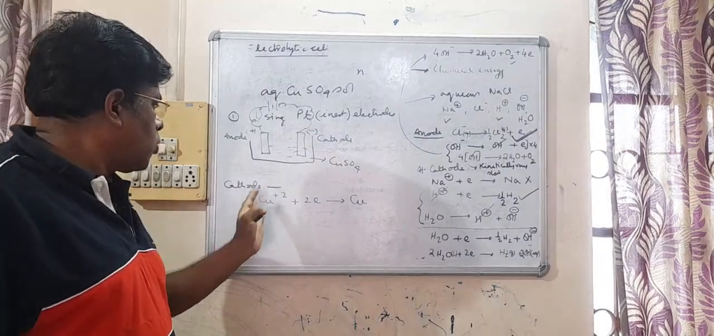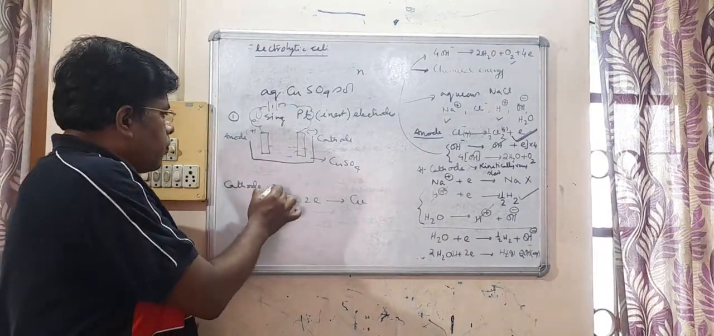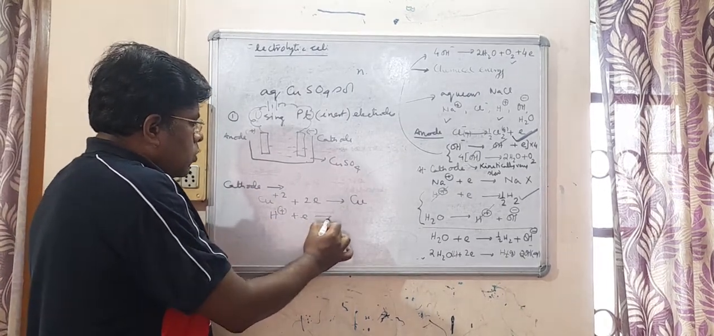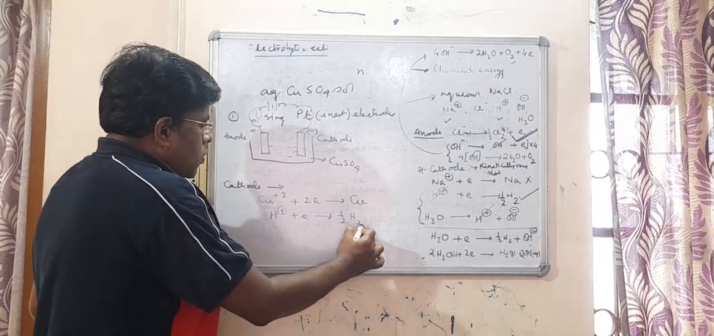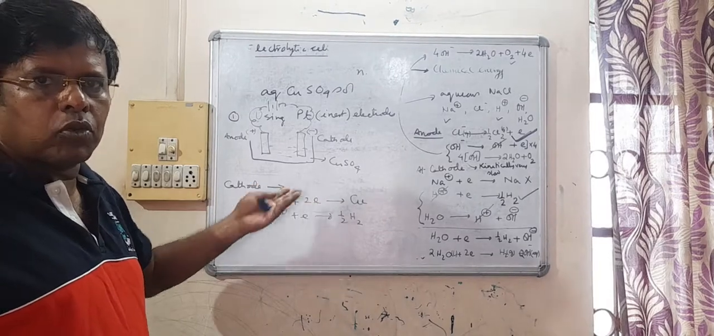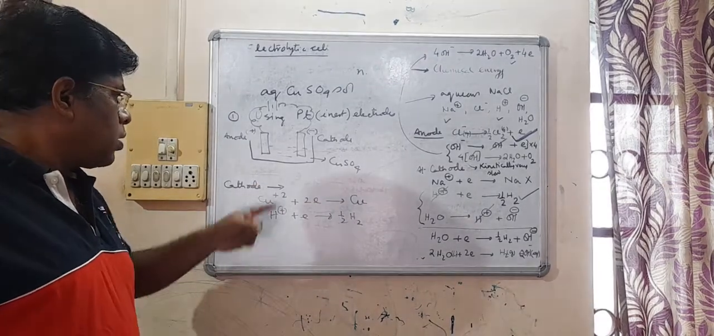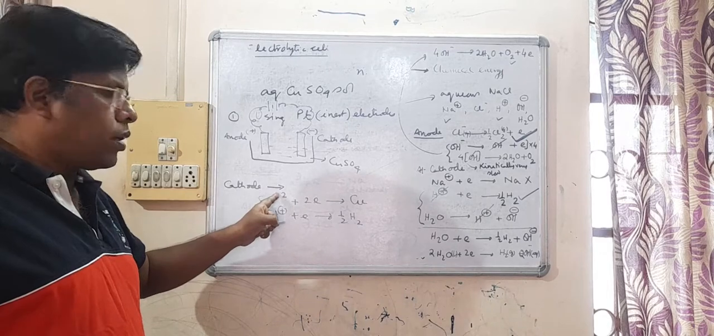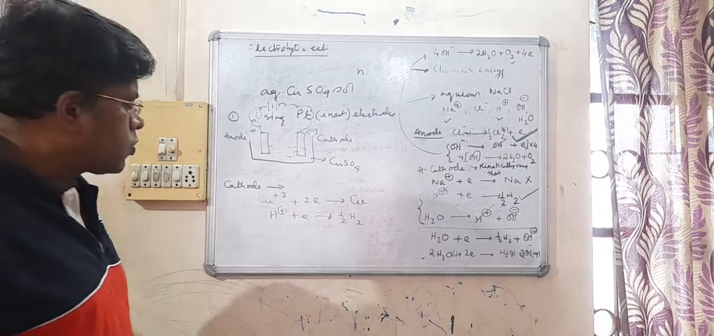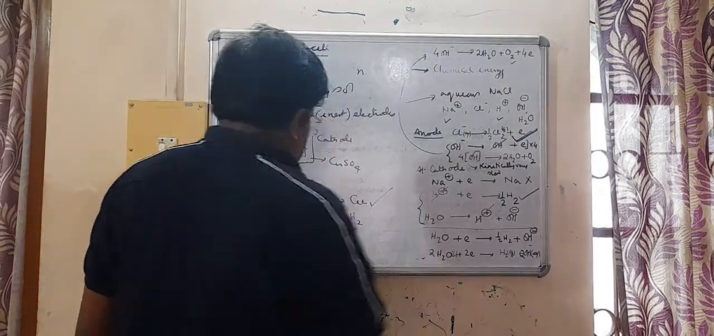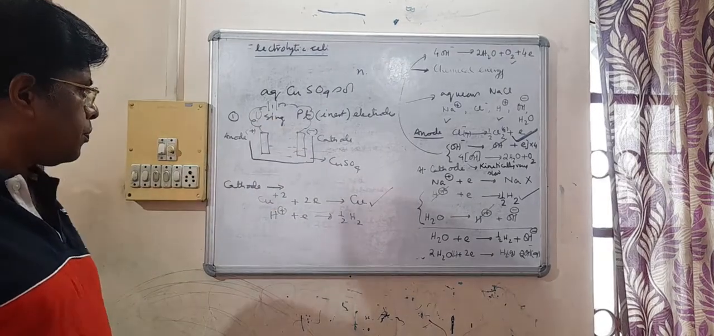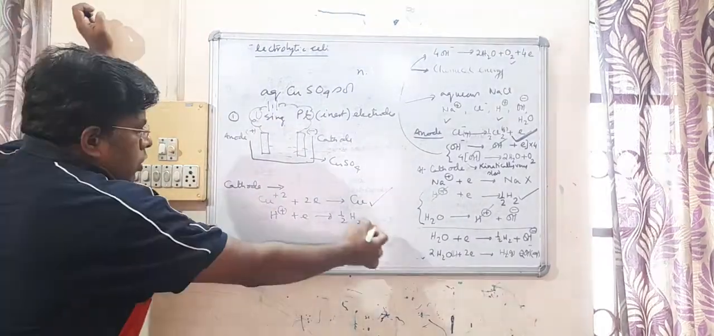So at the cathode, this is one possibility, and the other possibility is H plus plus electron giving half H2. Now we know that the one which has more reduction potential, that happens. Now the reduction potential of copper is much more than hydrogen. The copper value is 0.34 volts, so it is this one that will happen. So here we get copper at the cathode. This one will not happen.